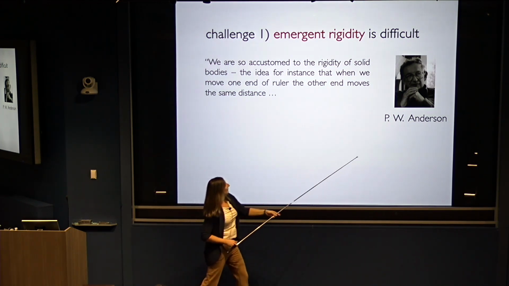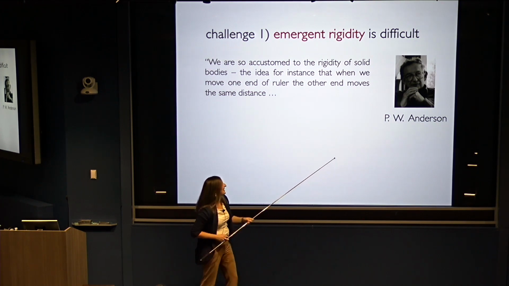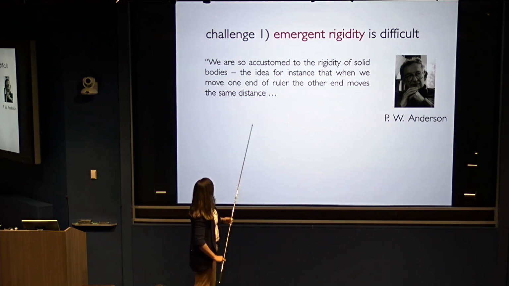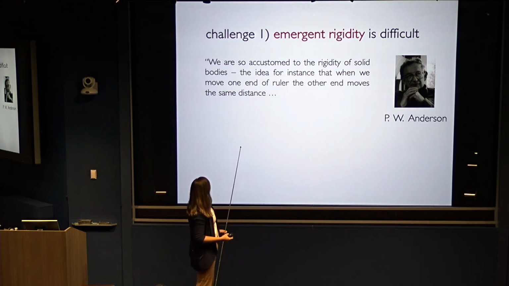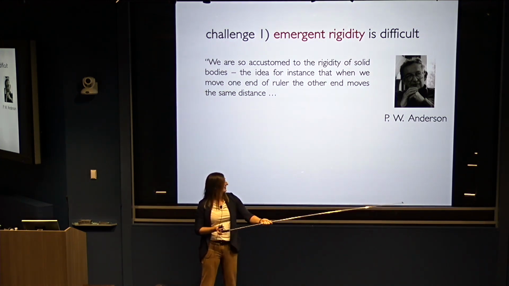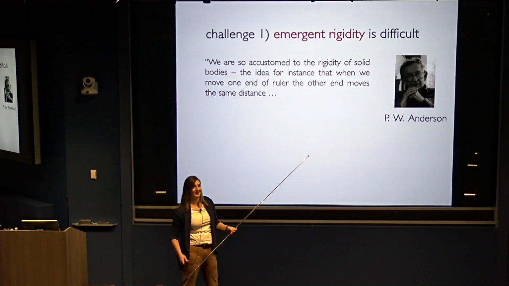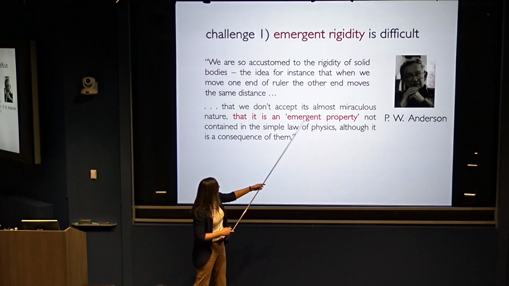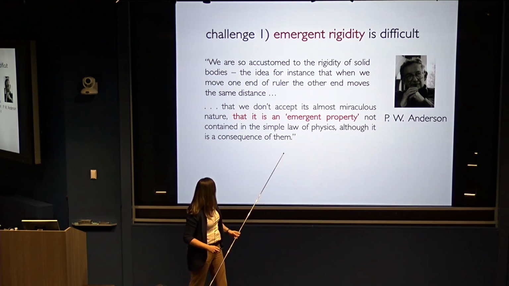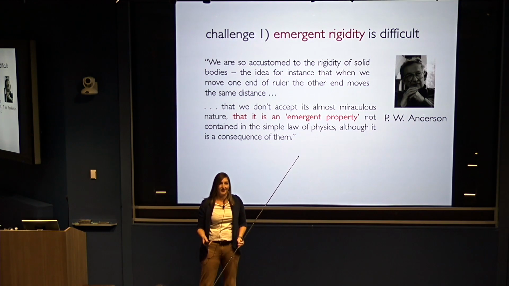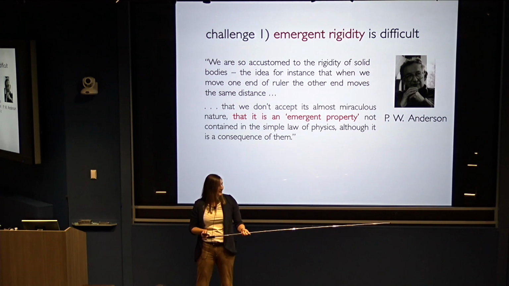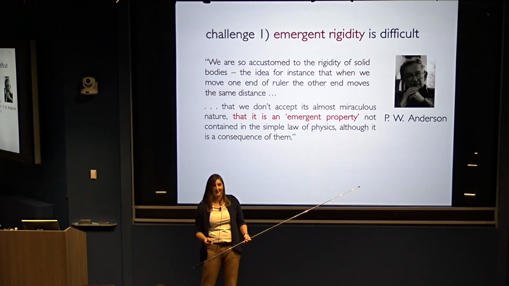This is a quote. I grew up, as David said, as a condensed matter physicist, and this was a famous condensed matter physicist. He said, we're so accustomed to the rigidity of solid bodies, the idea, for instance, that when we move one end of a ruler or a pointer, the other end moves the same distance, that we do not accept its almost miraculous nature, that it is an emergent property not contained in the simple laws of physics, although it's a consequence of them. So I guess what I'm saying is, we all know that this happens, but understanding why is really hard.